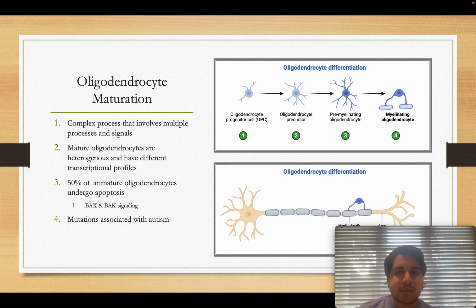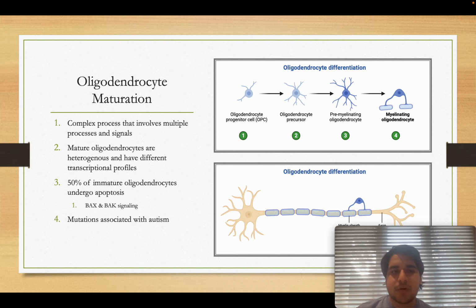The next key step here is that it becomes a pre-myelinating oligodendrocyte, and this is a very key step for oligodendrocytes as it is the final checkpoint until they become their mature myelinating form. After they become mature and are now called myelinating oligodendrocytes, they start associating with neurons' axons and forming the myelin sheath around the axons to insulate the neurons.